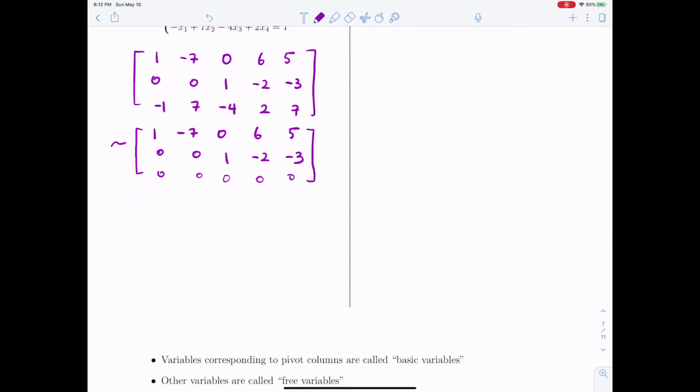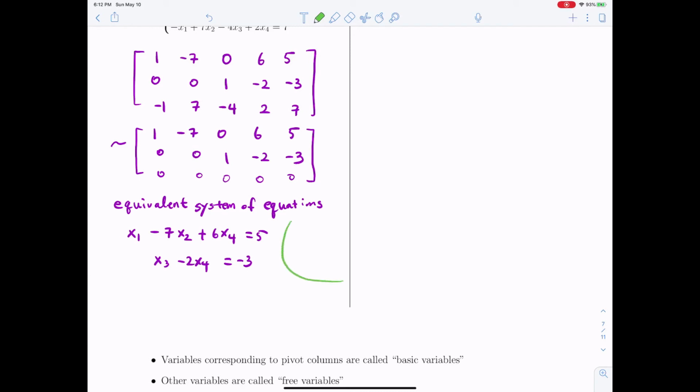So from here, we get a new system of equations. So this is equivalent to x1 minus 7x2 plus 6x4 equals 5, and x3 minus 2x4 equals -3. So here we have 4 variables and 2 equations, which means we can think of 2 free variables, right?